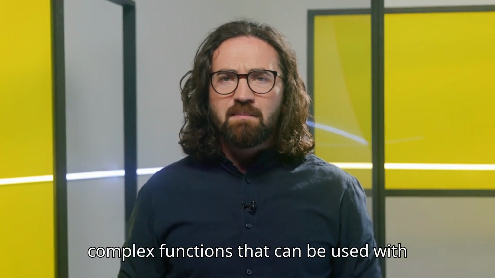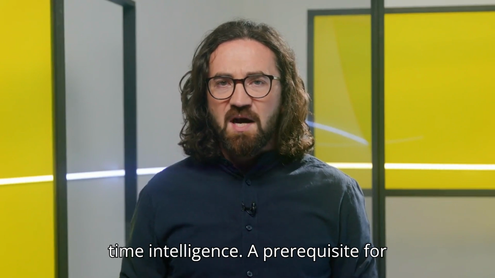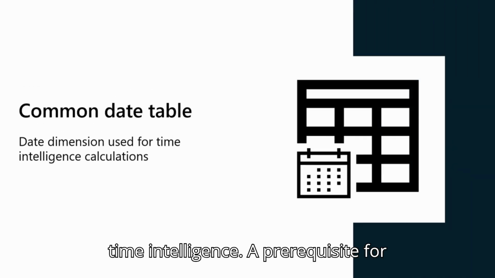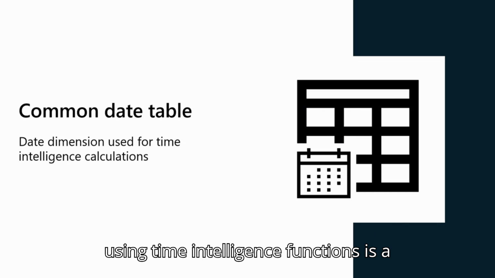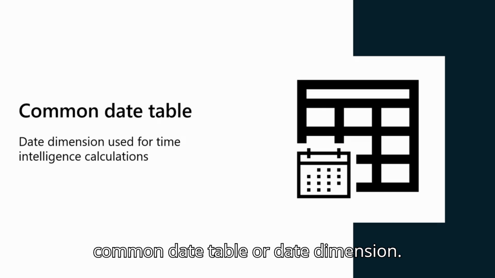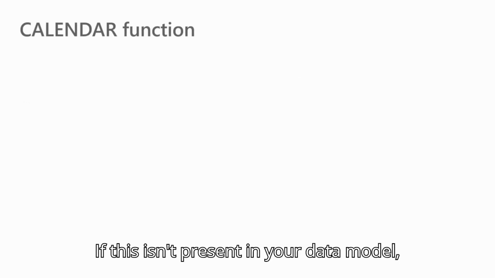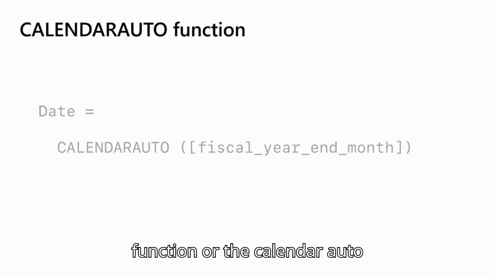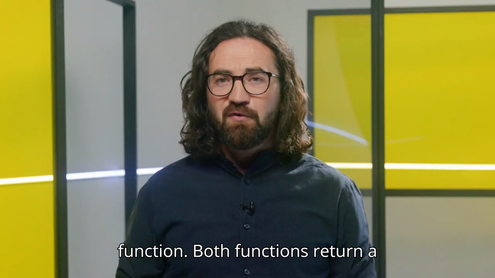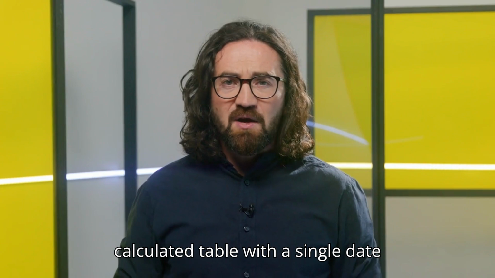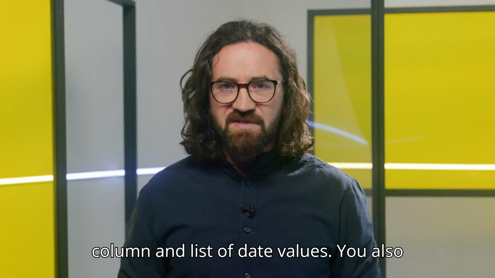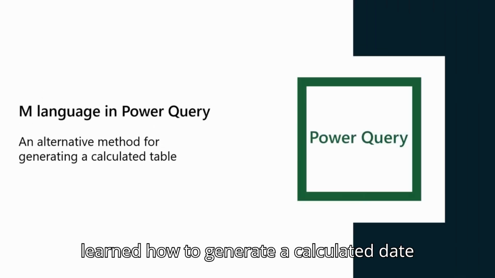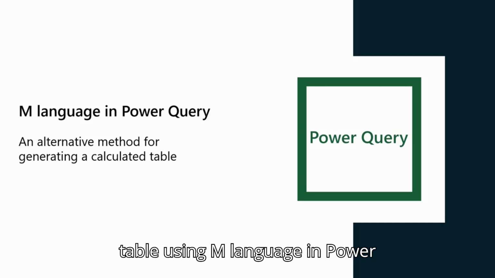There are also more complex functions that can be used with time intelligence. A prerequisite for using time intelligence functions is a common date table or date dimension. If this isn't present in your data model, you can build one using the calendar function or the calendar auto function. Both functions return a calculated table with a single date column and list of date values. You also learned how to generate a calculated date table using M language in Power Query.